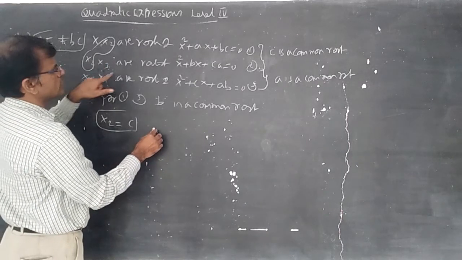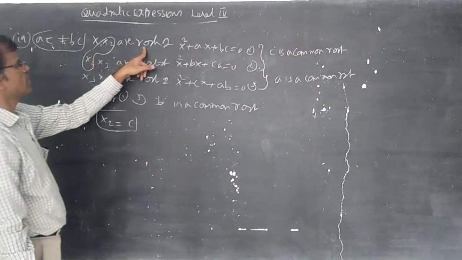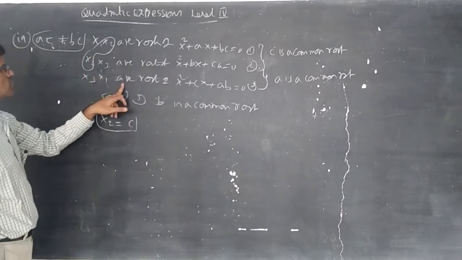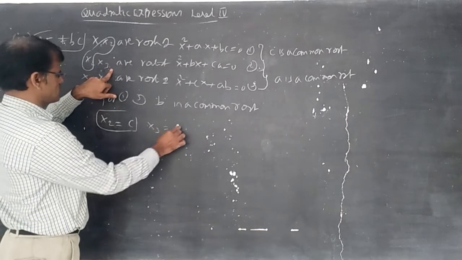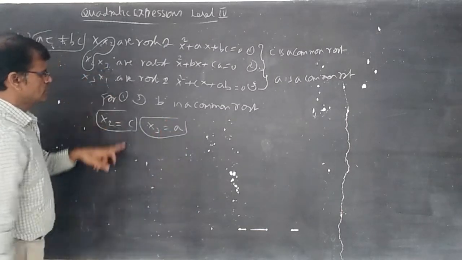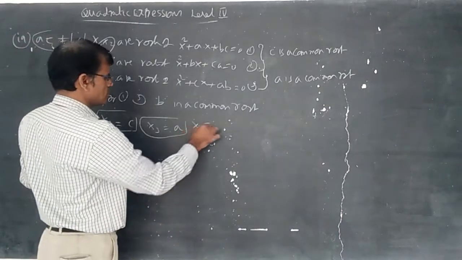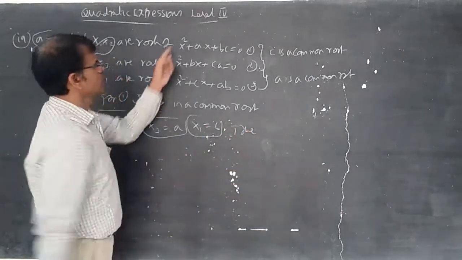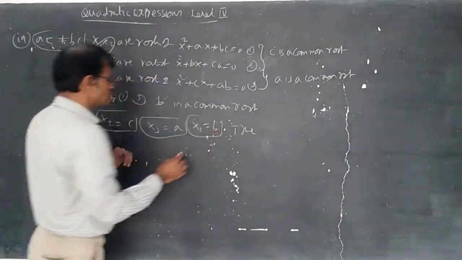He is discussing with us: x1, x2 are roots of this one, x2, x3 roots of this one, x3, x1. So what is x3? For 2 and 3, x3 is equal to a. Now x1 is equal to b. Exactly, x1 is equal to b. Okay, it is true. So b is the common root of the first one and third one. So it is true. Now statement 1 is true.